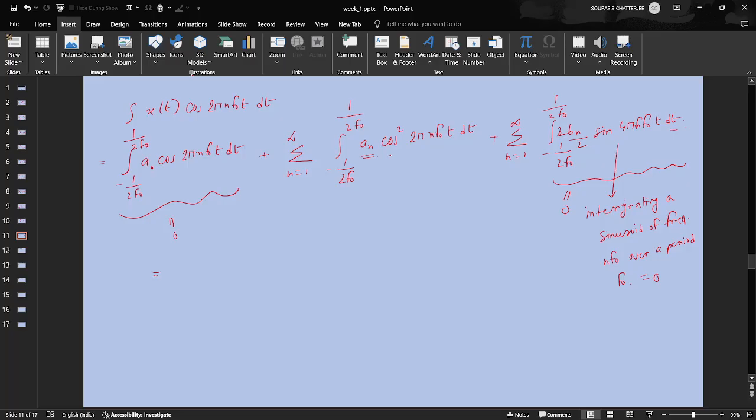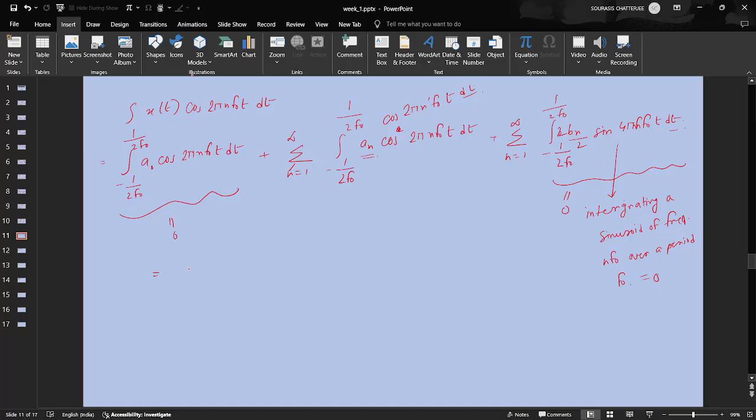Okay, I think there is one mismatch here. I should not say it n here, let's call it n dash. So it is more like cos 2 pi n f naught t. So that should be cos 2 pi n dash f naught t dt. So these two anyway are going to be 0.